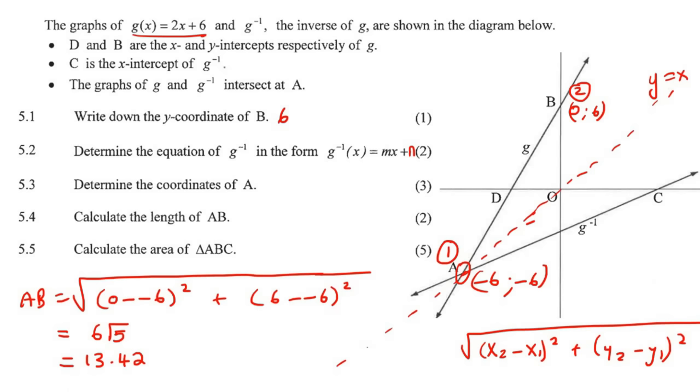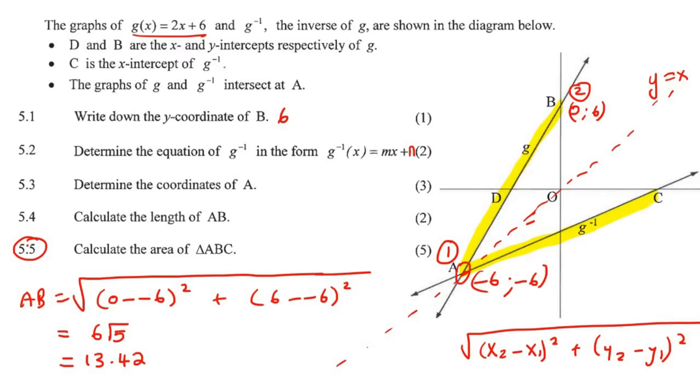Okay, this last one for 5 marks, calculate the area of triangle ABC. Triangle ABC, so we've got that. Okay, now keep in mind, they've asked us to find the distance of that line, so maybe that's a bit of a hint. I'm not sure, but let's see.